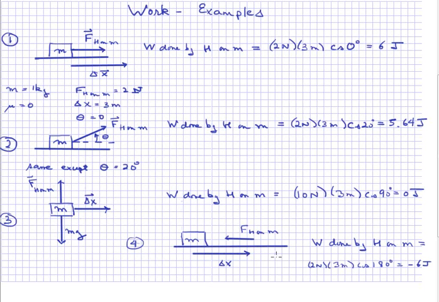But now theta is equal to 180 degrees, right? Let me write that in here. Theta is equal to 180 degrees. And therefore, the cosine of theta is equal to -1. And the work done is now -6 joules.